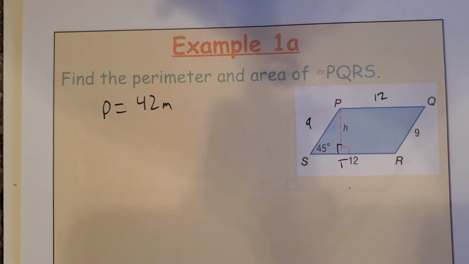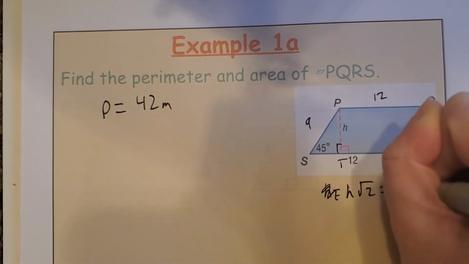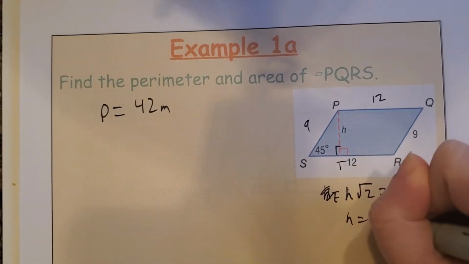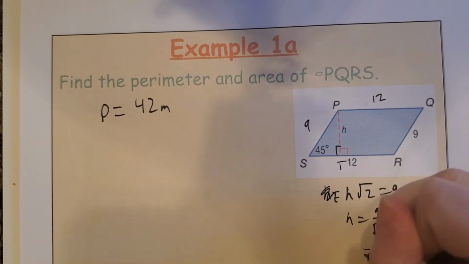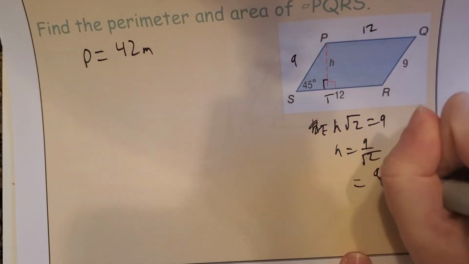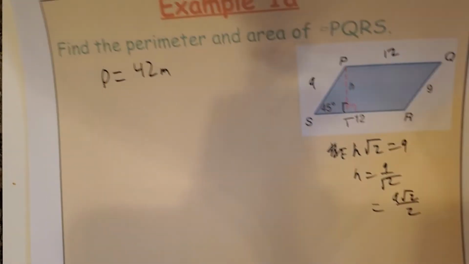So if our leg is H, H times root 2 is equal to 9. So that means H is 9 over root 2. We don't want radicals in the denominator, so we have to rationalize. A nicer way of this looking is 9 root 2 over 2. We've done this before.